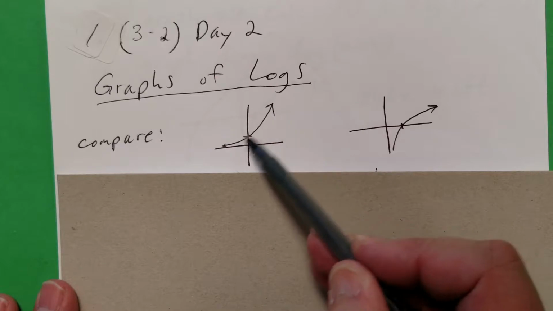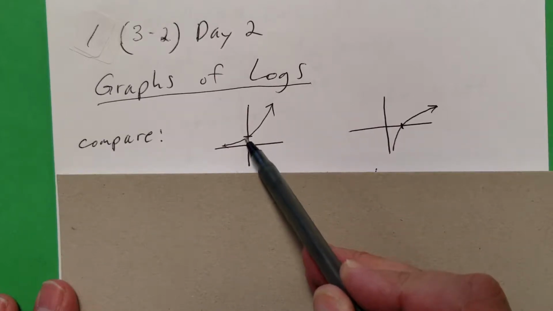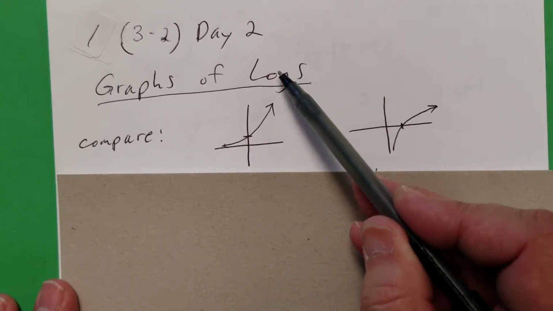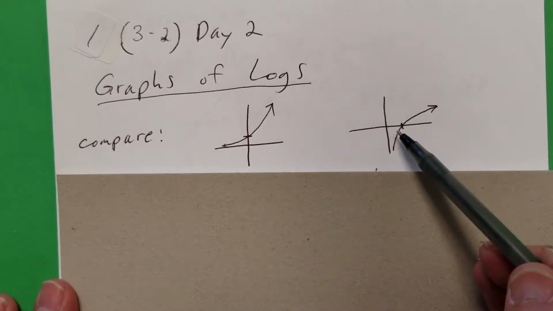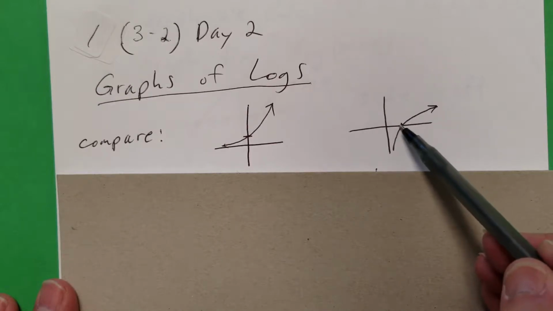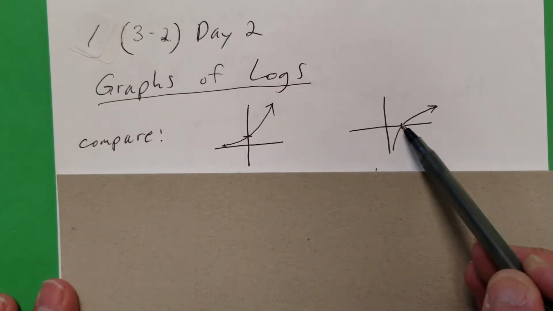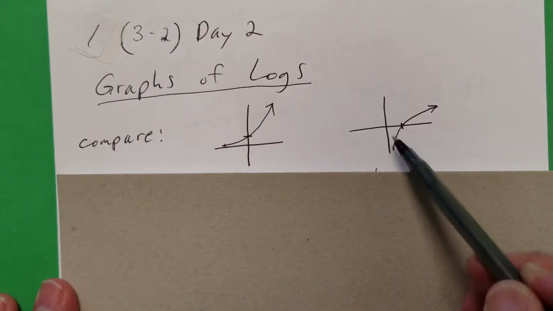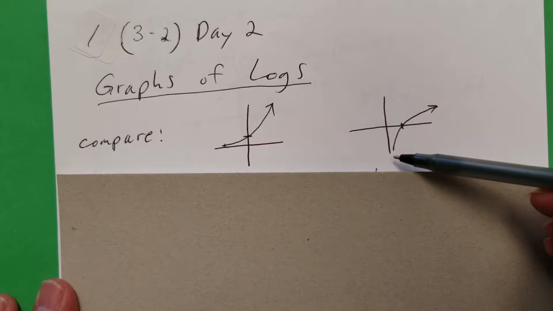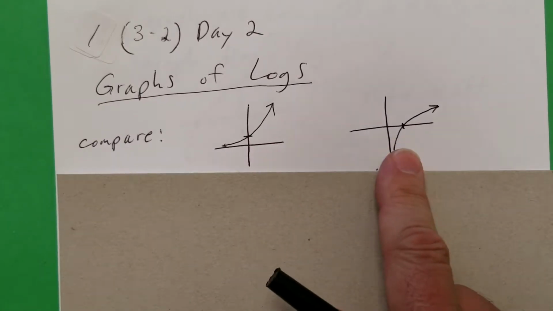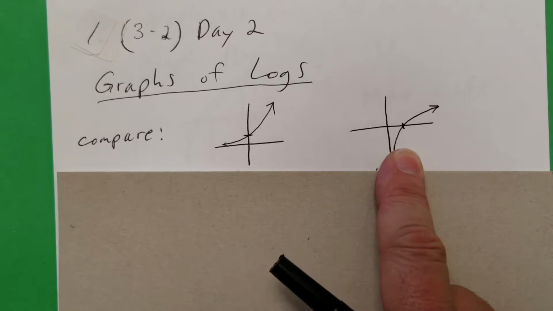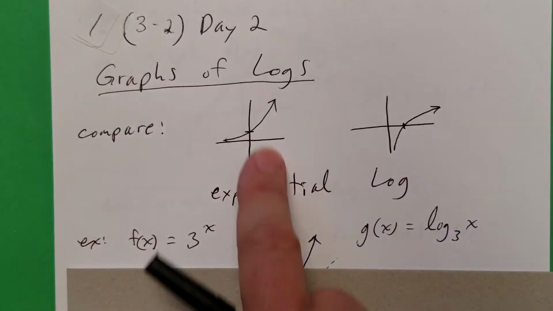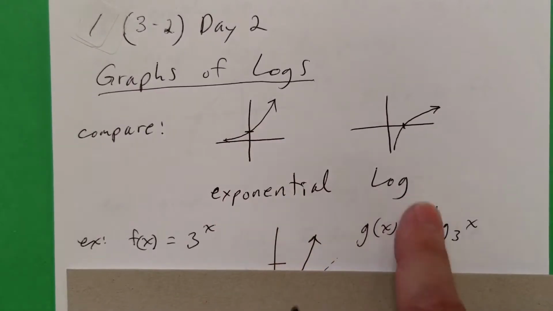If you remember, the exponential goes through 1, right? And it approaches 0 here. And then it just shoots up. The logarithmic, remember it's inverse. So it goes through 1, but not this one, this one. It approaches the axes, but not this axis, this axis. Right? So this is the graph of a log, and this is the graph of an exponential. So identify them. This is exponential, this is log.